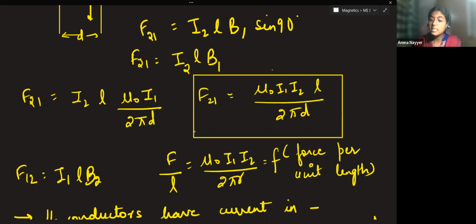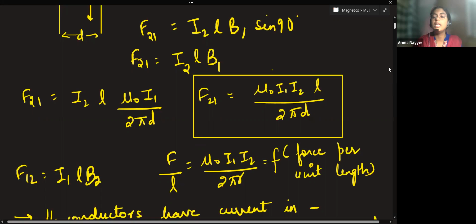If force is asked, multiply by length. Even if length is given and force per unit length is asked, then divide it by length. Be careful whenever you are dealing with per unit length and only force.